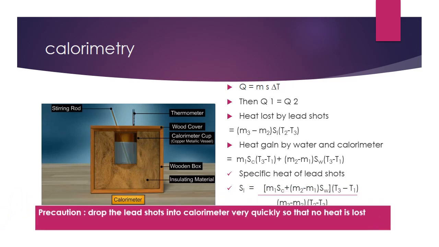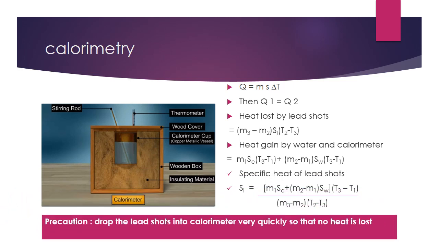That means in this activity, if you substitute the values of m1, m2, m3, SC, SW, T1, T2, T3, then you can calculate the specific heat of the lead shots, which is equal to 0.031. Okay, then what are the precautions you have to take? The first and foremost precaution you have to take is to drop the lead shots into the calorimeter very quickly so that no heat is lost.